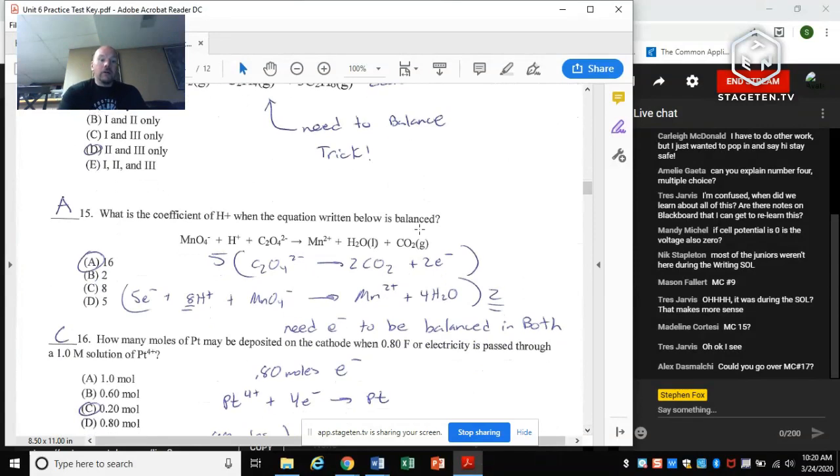All right, so balancing a redox reaction in an acidic solution. Well, how do I know it's in an acidic solution? H plus. They kind of give you a clue there, okay? Remember, use the half reaction method. If you're balancing this, use the half reaction method.